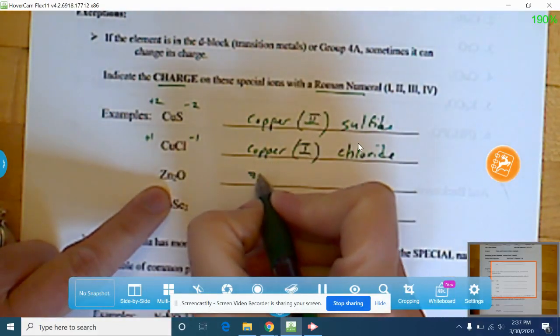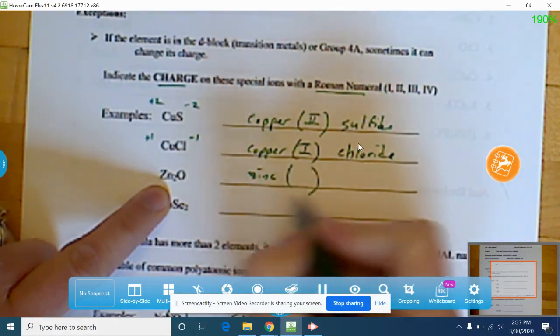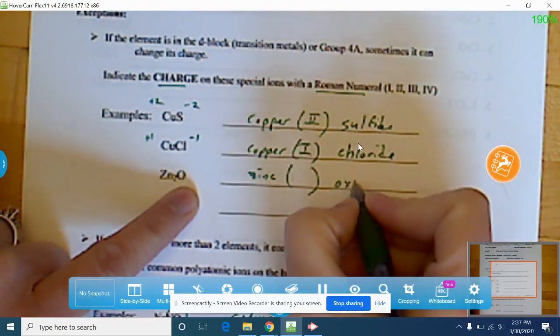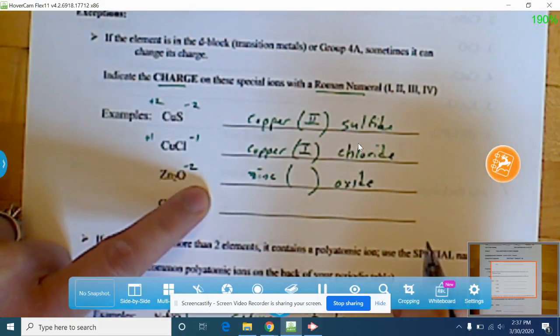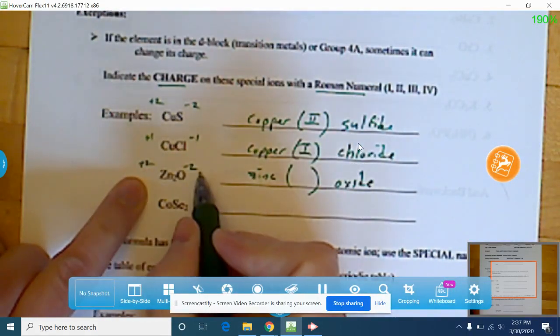Zinc is also in the D block, so we give it parentheses, space for that Roman numeral to indicate the charge. O becomes oxide. Oxygen normally has a -2 charge, so that means we have to totally balance out the -2 charge with a +2 charge over here.